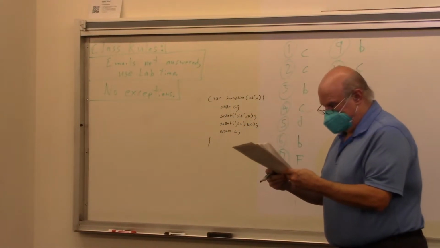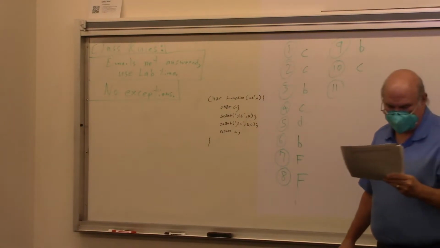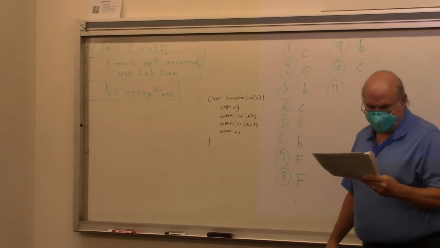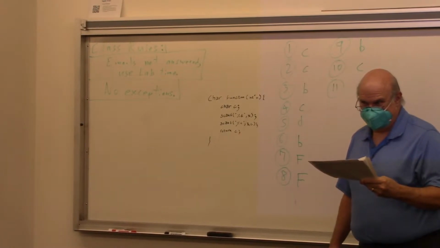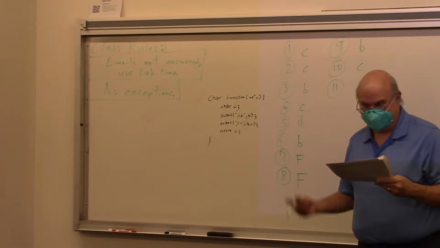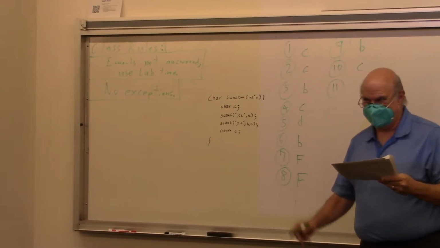B, X divided by 2. That gives you the result of X divided by 2. If you get to 4, what's X divided by 2 equal to? What's 4 divided by 2? 2, which is not equal to 0, which does not do what you want it to do.